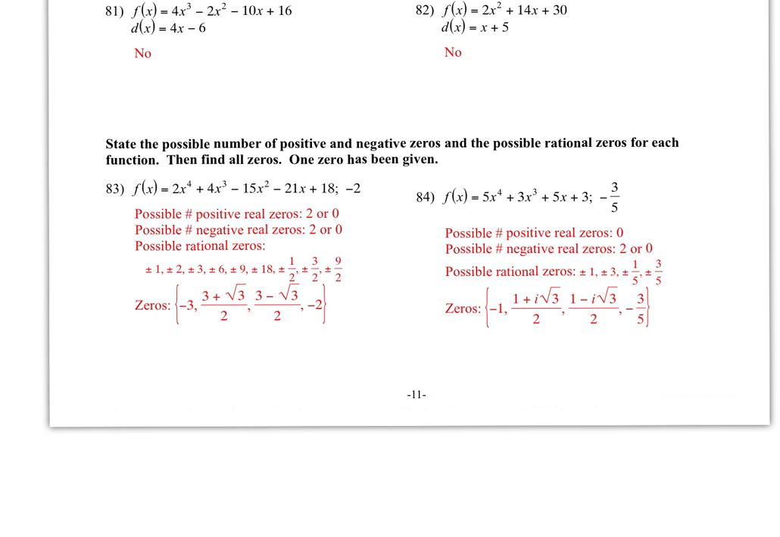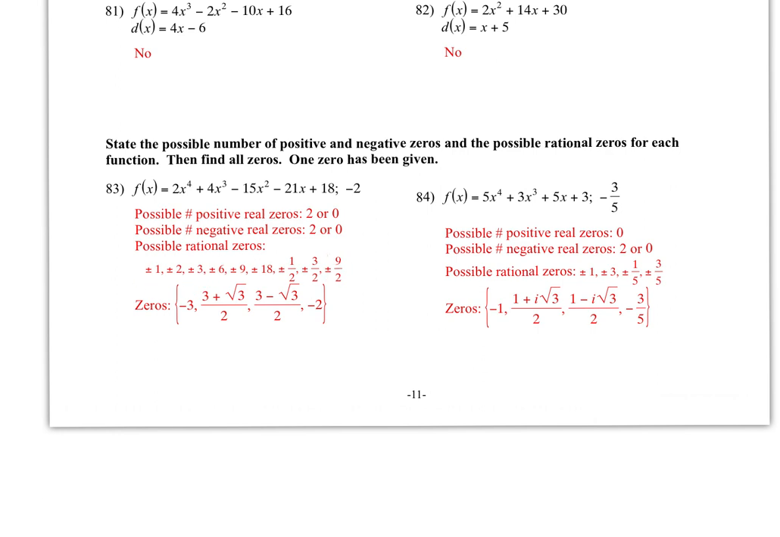To find your negative, you plug in a negative x. So all of your even exponents are going to stay the same. All of your odd exponents are going to change, right? If you plug a negative in and take it to an odd power, it actually changes the sign. And then you count again, and you'll see that you have 2, and again, or 0.